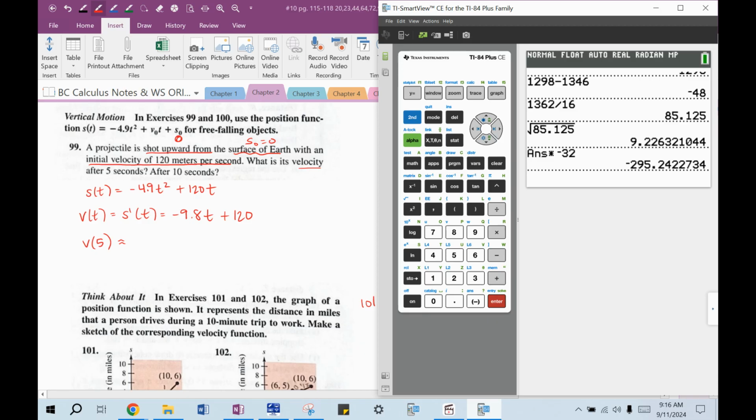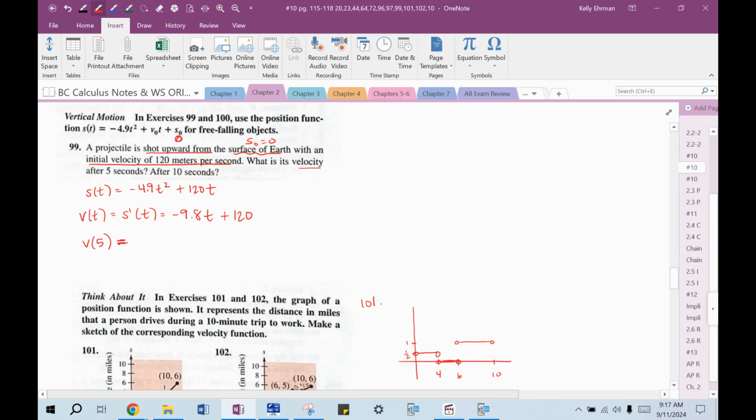I'll just use my calculator again. Negative 9.8 times 5 plus 120 is 71. Don't need an approximation there. 71 meters per second. And v of 10 should be faster.